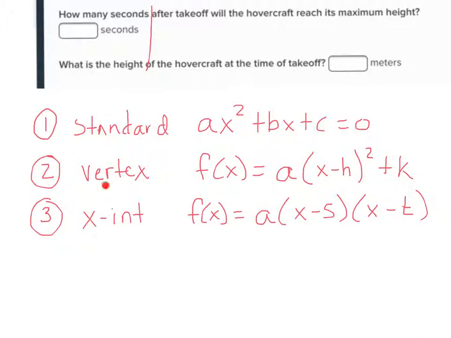Now, vertex form is called vertex form because calculating the vertex is very easy when it's in vertex form. And x-intercept form is called x-intercept form because finding the x-intercepts is very easy. X-intercept form is nothing more than standard form factored. When we factor a standard form equation, it factors into two binomials if it factors.